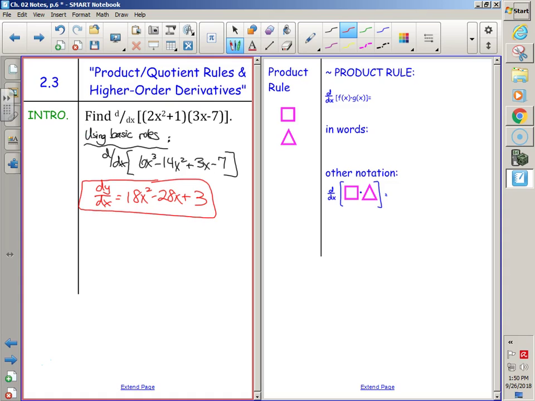Now here's the crazy thing. Even though this product could be multiplied to make a sum or difference and be solved with the basic rules, not every product can be solved with basic rules. So this one can, and we're going to see how it works a little bit better tomorrow as we practice the product rule. This one does work with basic rules, but not every one does.